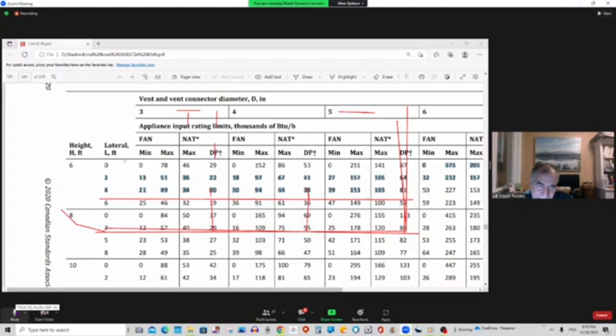But I mentioned it: DP is for tight house, max is for loose house in natural draft. But if in natural draft they say this loose house has a fan, any type of fan, then you will go to DP.